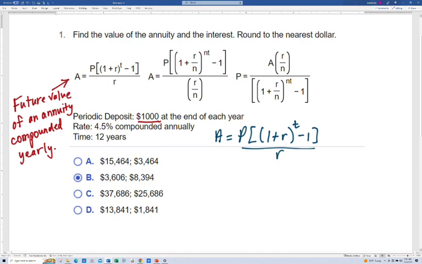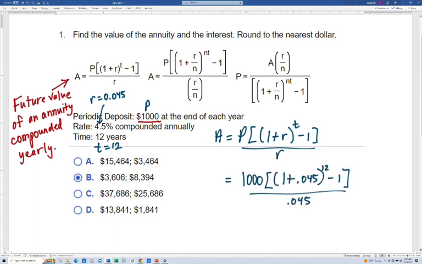And so you can see that P is 1,000. Our R is 0.045 if we write 4.5% as a decimal. And of course, the time is 12 years. So I'm going to go ahead and plug that into this formula. And so really now it's just a matter of putting this into the calculator.